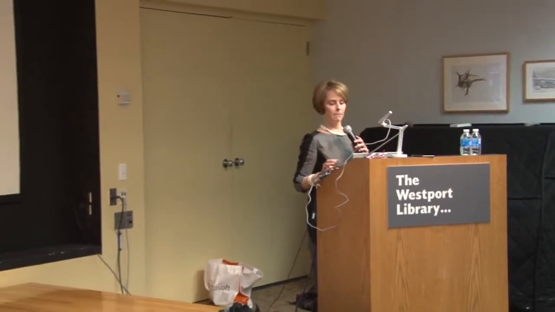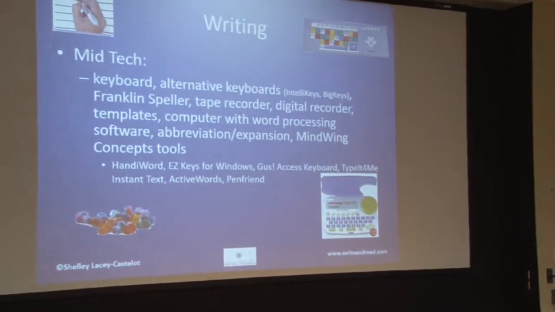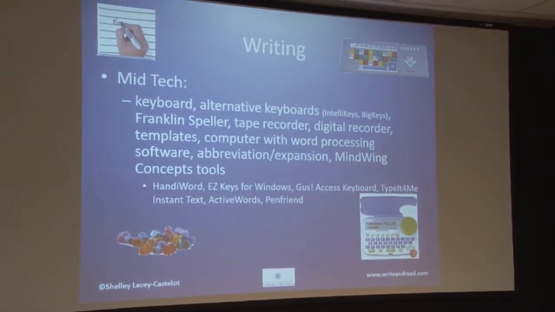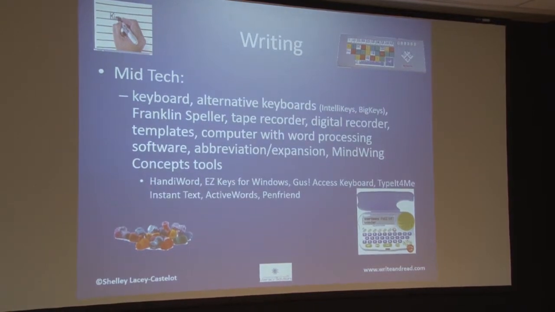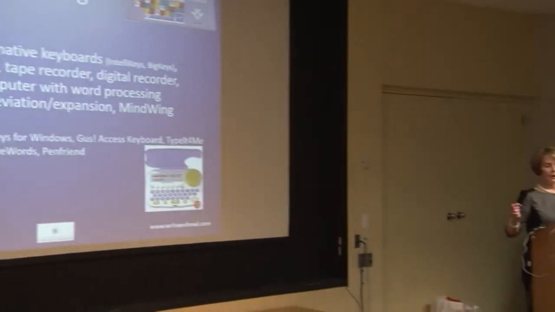Okay, these are just some examples of some mid-tech. And again, it's a blurred line now, and you know, there's this fancy keyboard with all colors that is kind of mid-tech, but it doesn't really require a lot of learning. It just has different letters colored in different ways. Maybe it's an ABC order instead of a QWERTY, and it has some other special keys, and they're quite large. Down the bottom, you have the Franklin Speller.